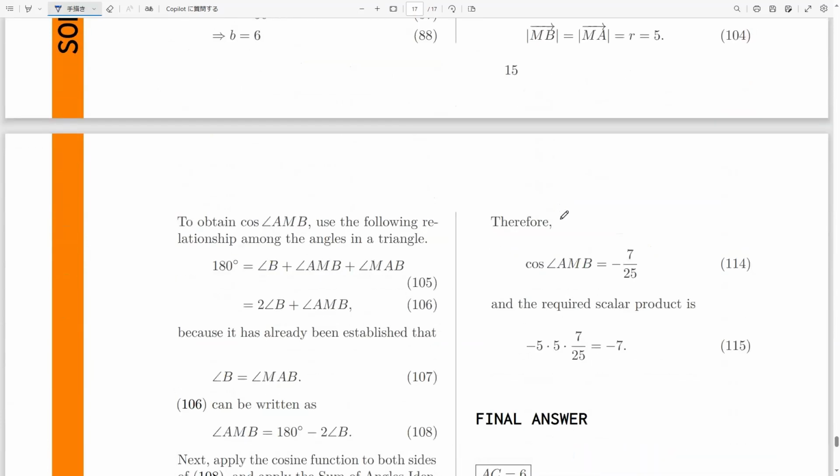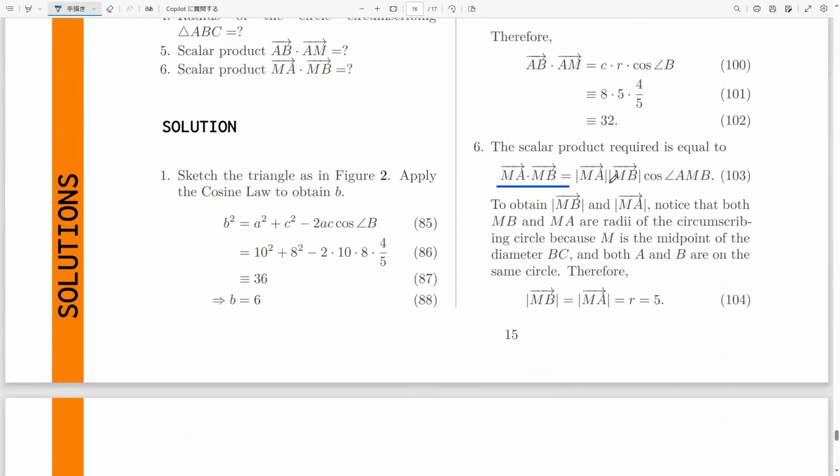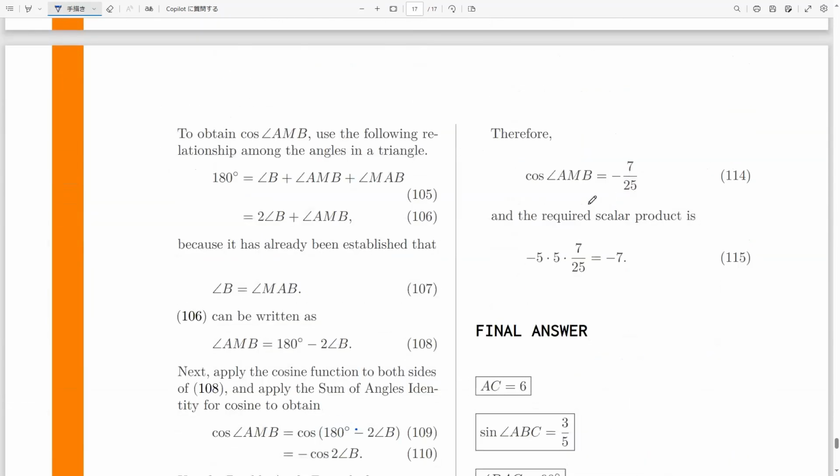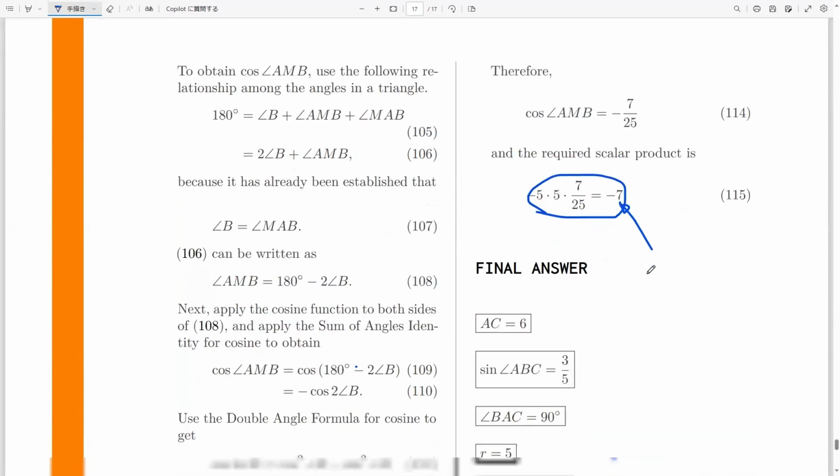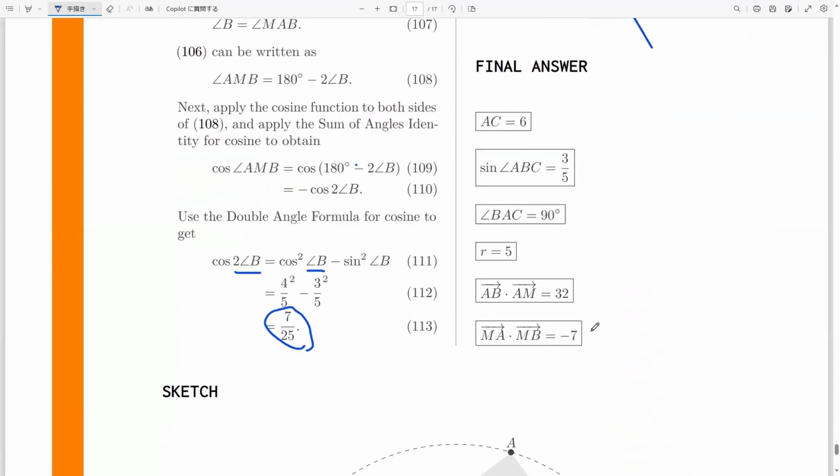And now we can solve for the required scalar product. So the scalar product is just the magnitude of MA, magnitude of MB, both of which are 5, times the cosine of AMB, which is -7/25. And if you do the math here, it will simplify to -7. And so our final answer there is -7.